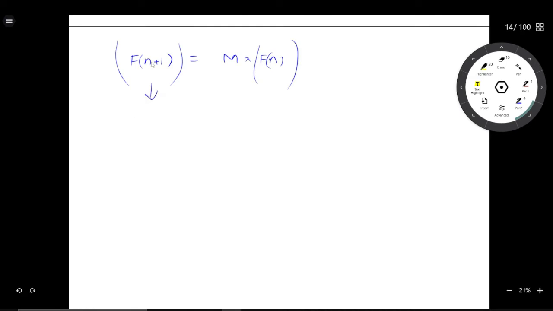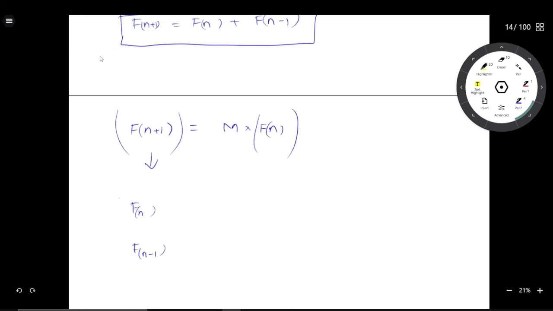So we can write f(n+1) = f(n) + f(n-1), that is f(n), using our property. So this is a matrix equal to M times, and what is f(n)? f(n) is f(n-1) or f(n-2).